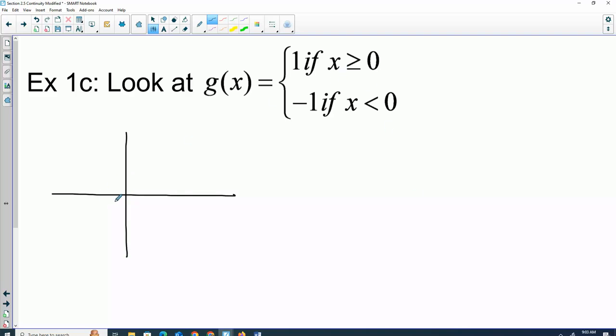Graph this. If x is 0, we get out 1. If x is 1, anytime you put in something bigger than 0, you're getting out 1. If x is 2, we're still getting out 1. This one you would have to start with 0, and it gives you negative 1. If I put in negative 1, I get out negative 1. Put in negative 2, I get out negative 2. You guys understand how I drew that graph? Really just did a T-chart, but I talked through it instead of writing it out.